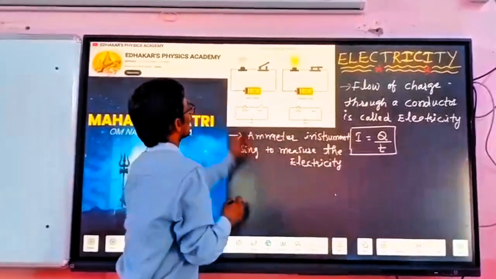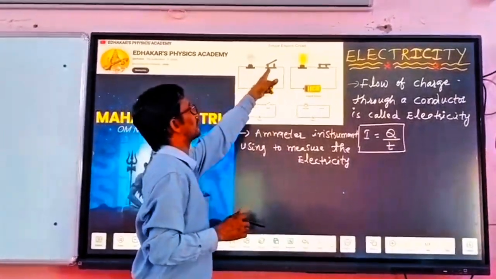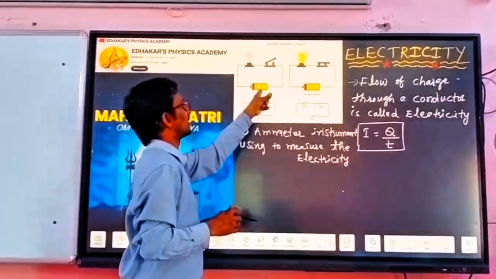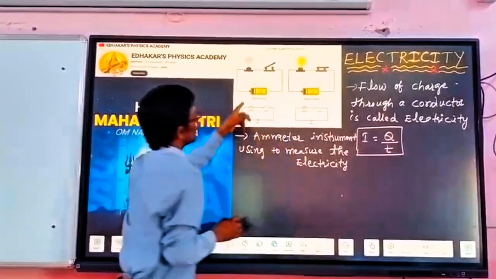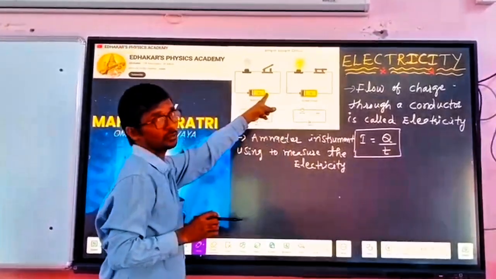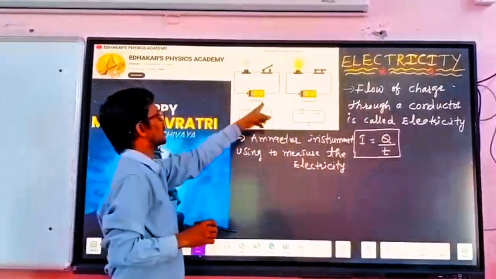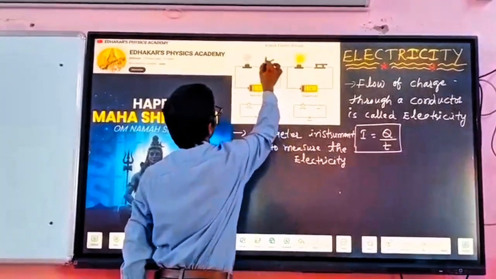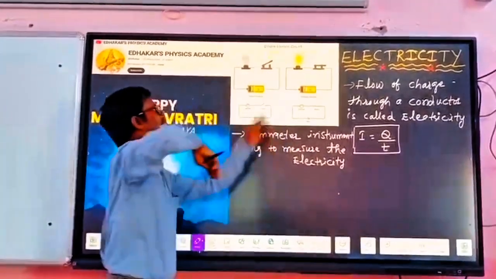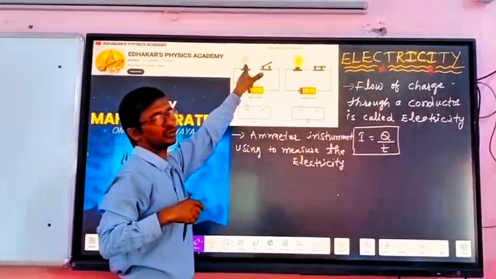Suppose this is an electric circuit. We take an electric bulb, a switch, and a cell, and connect them one by one. This is the positive terminal and the negative terminal, connected with the help of copper wire. This is an open circuit, where the switch part is open, meaning it is not connected. In an open circuit, the bulb will not glow.